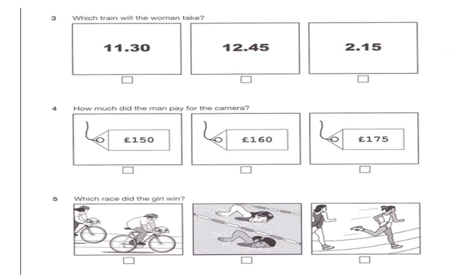Now listen again. When is the next train to Ashford? I'm afraid you're just too late for the 11:30. The next one is 12:45, but you'll have to change trains. The 2:15 is quicker because it goes straight to Ashford. I don't mind changing trains. I'll have a return ticket, please. There you are.